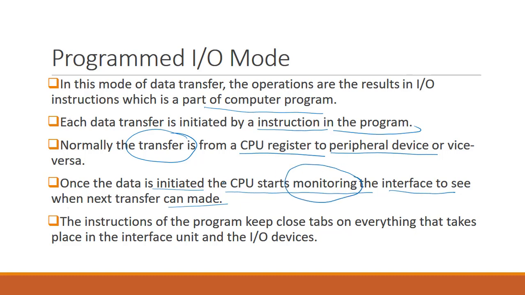During the data transfer, the CPU continuously monitors the data transfer between the CPU registers and peripheral devices. The instructions of this program keep close tabs on everything that takes place in the interface unit and the input output device. So in programmed input output mode, the CPU is busy monitoring the data transfer, and while the data transfer occurs, the CPU can do nothing. So this is a waste of CPU time.